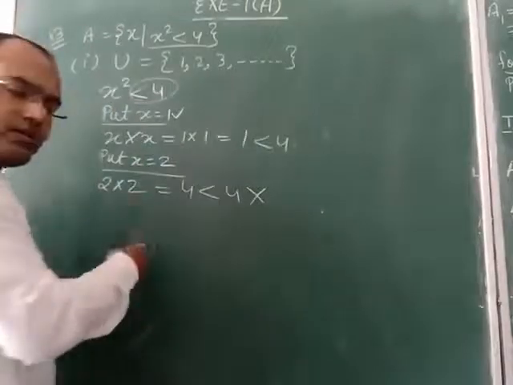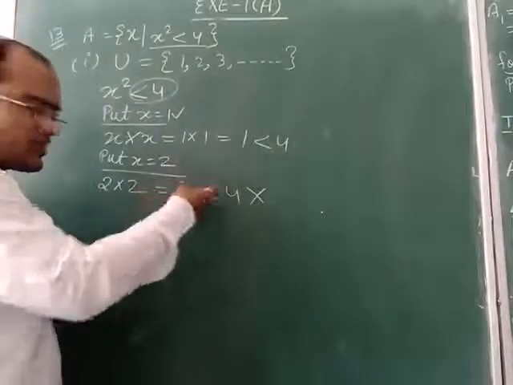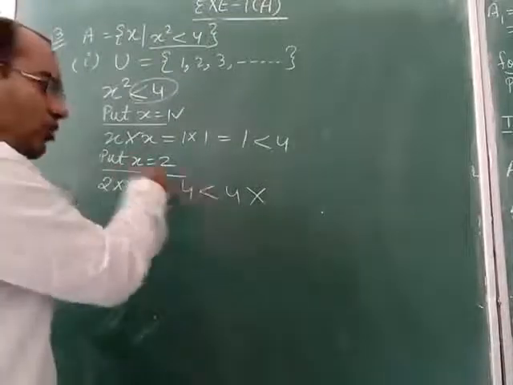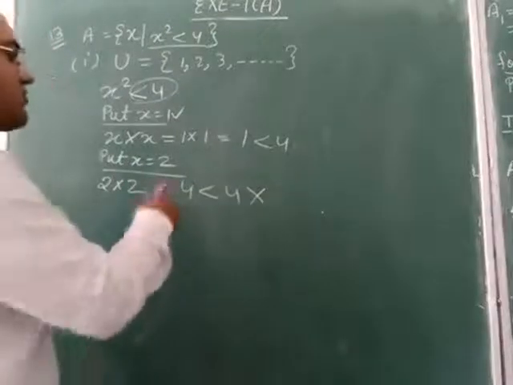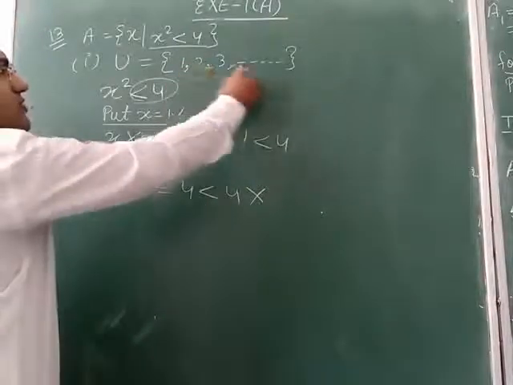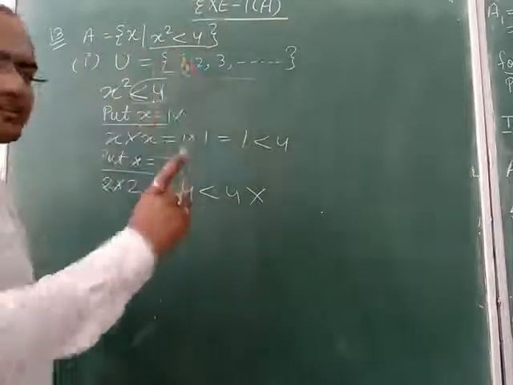Here we have to check whether this answer is less than 4 or not. 4 is less than 4? No. 4 is equal to 4. It is not less than 4. That means this is wrong. So whatever values we put now, all the answers will come wrong. So the final answer out of this universal set is 1. 1 is the correct answer.